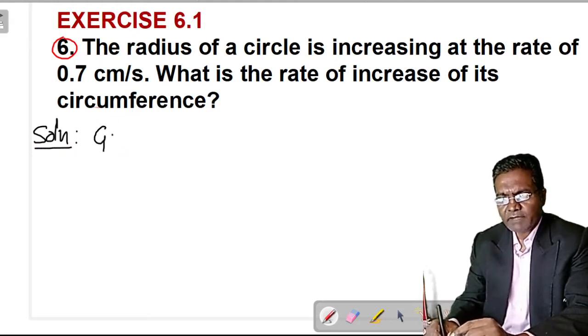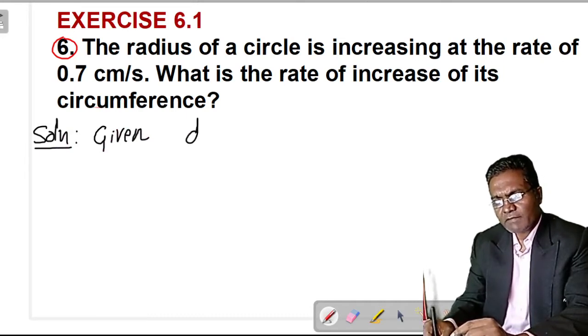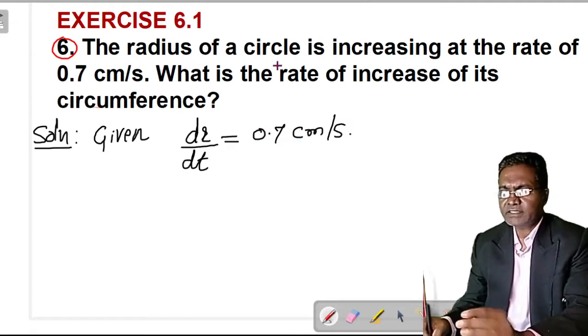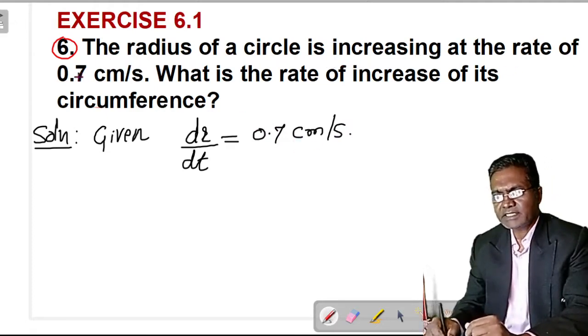So if r is the radius, you are given, immediately you have to write dr by dt is increasing, that means take plus, 0.7 centimeter per second. Radius of a circle is increasing at the rate of 0.7 centimeter per second. What have they asked? What is the rate of increase of its circumference?